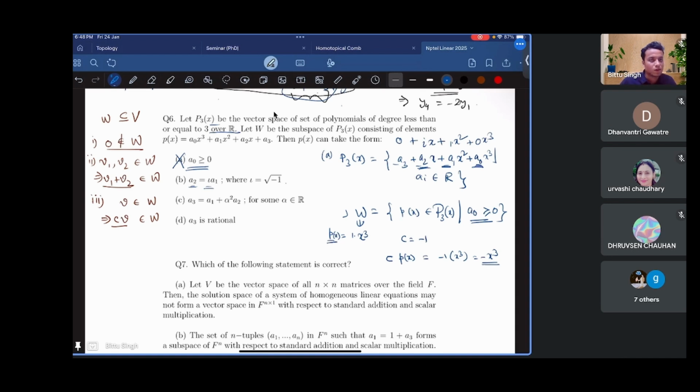But what is the problem? This element cannot lie inside the vector space V itself. So this W cannot be a subspace of V, not even a subset of V, because it contains a complex coefficient, which is not possible. It is already given real coefficients. So any subset of this space should always contain real coefficients. Therefore, it also cannot be the answer.